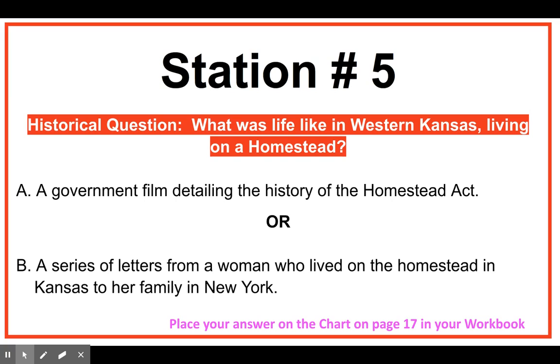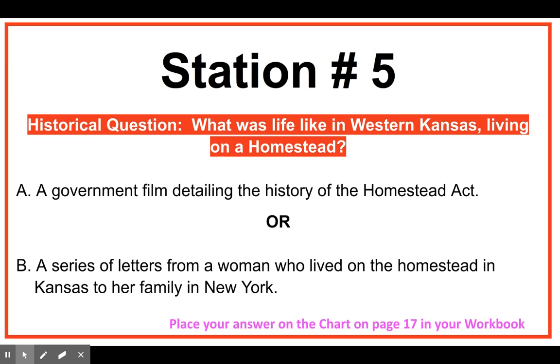You're done? Already? That was quick. All right, we want to know what life was like on a homestead out in Kansas. So which would you use, the government film or the series of letters? You would use the letters? I would use the letters. You are so good at this. Why would you use the letters?